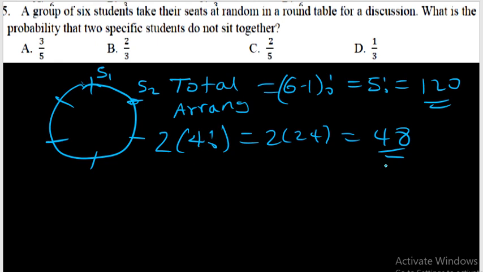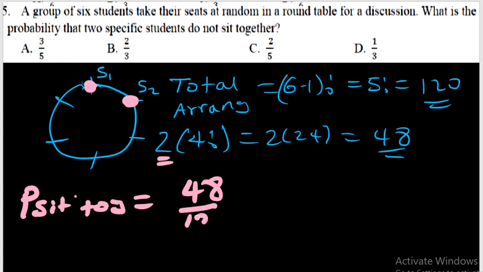Don't forget, this one is the total number of arrangements when the 2 students are sitting together. S1 and S2, if they are fixed here and here, we can reshuffle the others in 4 factorial ways. The same way, S2 and S1, the other arrangement is still 4 factorial, so I multiplied by 2, because the 2 comes from S1 S2 together, or S2 S1. Therefore, the probability of sitting together will be 48 over 120. That is 0.4 when you divide it.